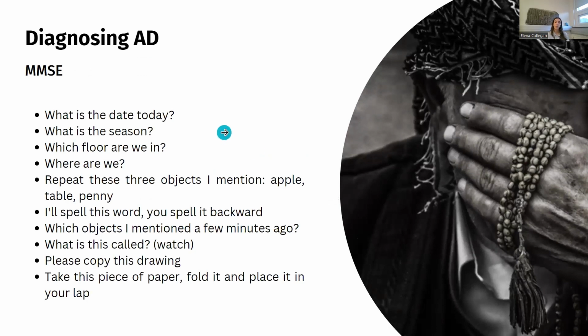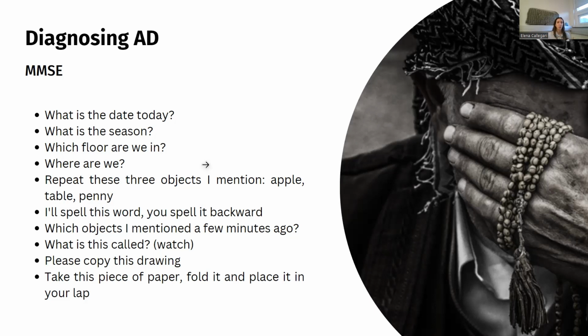So what is the date today? What is the season? Which floor are we in? Where are we? And then the practitioner is going to be saying three objects: apple, table, and penny. And we're asking the individual that is coming to the clinic to repeat these three objects. The clinician is going to say a word, and then you ask the individual to spell it backwards. The clinician is going to say, remember the things that I mentioned a while ago, apple, table, and penny, which objects were they? Can you repeat them?